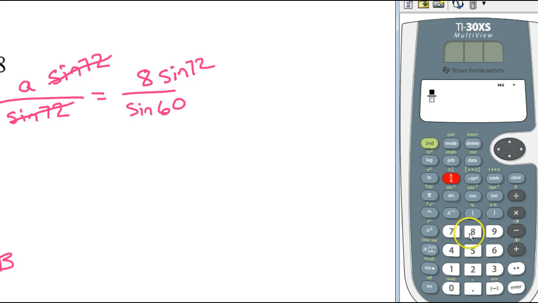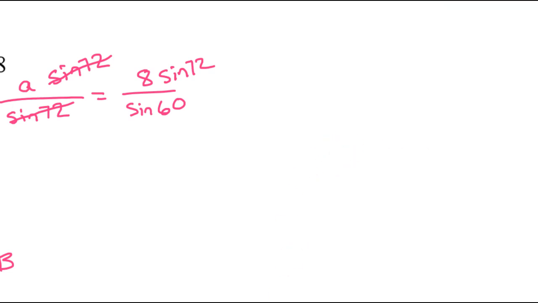Okay, so 8 sine 72 over sine 60 is 8.785.